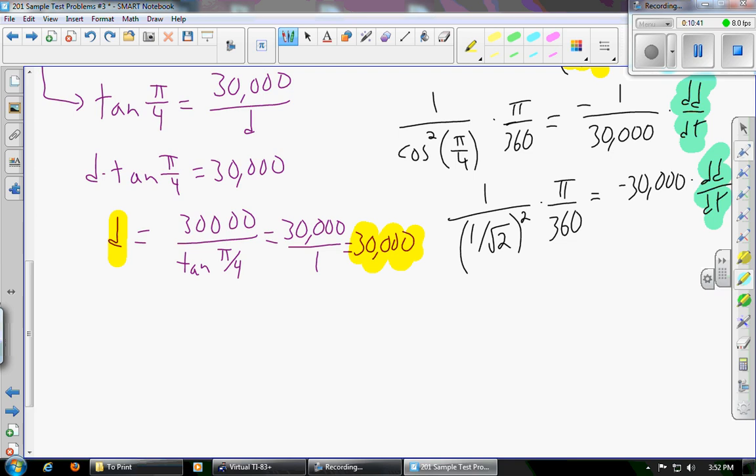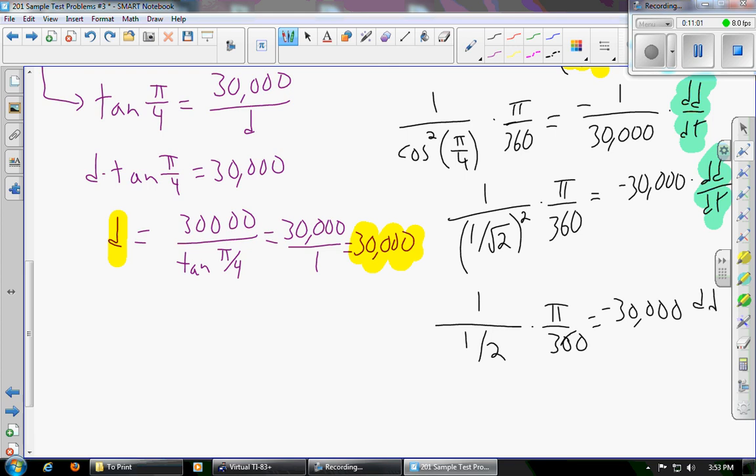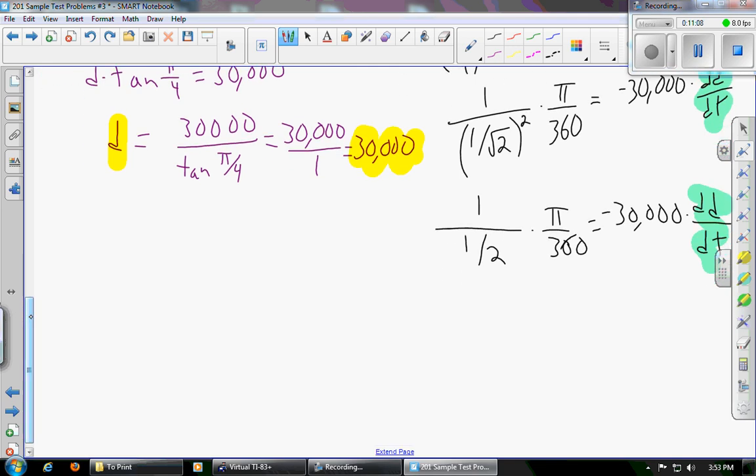Okay, and we'll persevere a little longer without the calculator. Stuff is about to get nicer. 1 over root 2 squared is 1 over 2. And then times pi over 360, and then that's still negative 30,000 dt. And then just about done. Instead of dividing, we have a 1 divided by a half. That's really a 2. So this whole thing just becomes 2 times pi over 360.